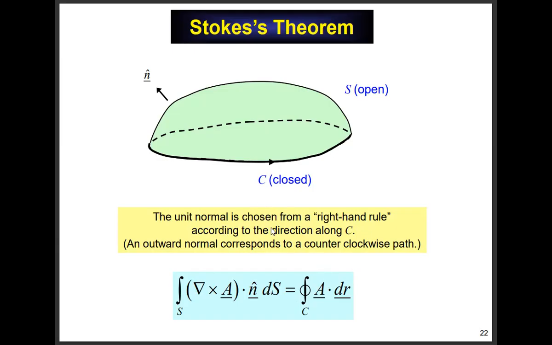Now, there's a note here about the direction of the unit normal. You can say there's a right-hand rule, meaning that if the fingers of your right hand go in the direction of the path C, here I've chosen counterclockwise, then look at the direction of your thumb. Now the unit normal is changing direction.